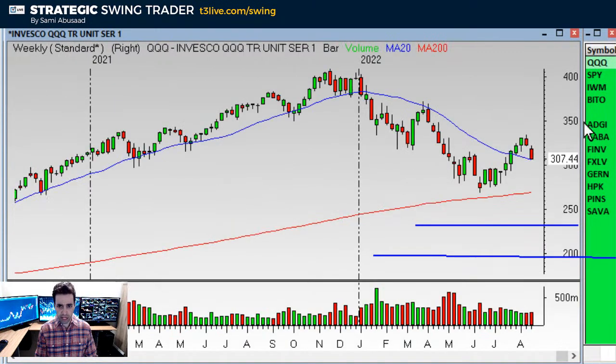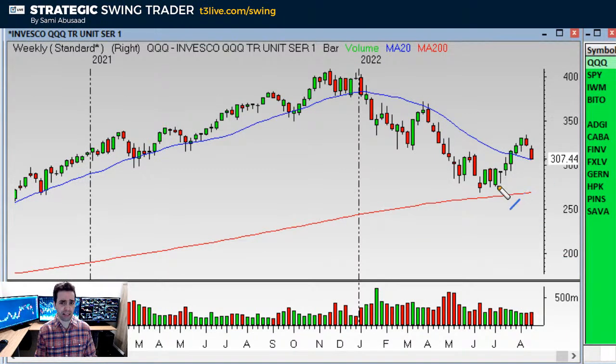Let's take a look at the weekly one more time. Yeah, I think we'll end up retesting the prior lows, and who knows how long that will take, and who knows if we will also break the prior lows or not.